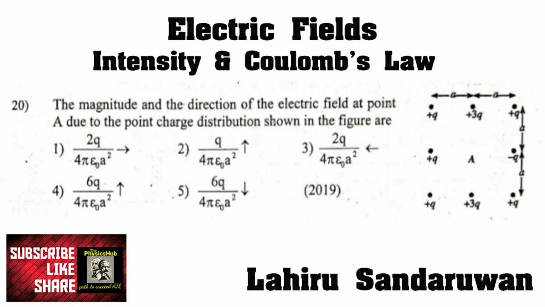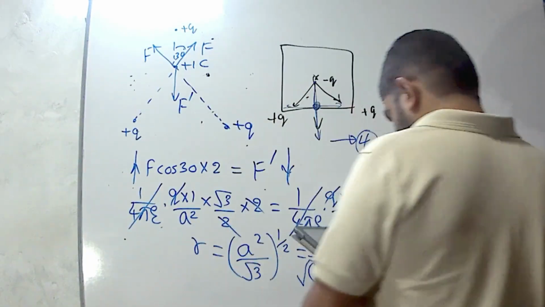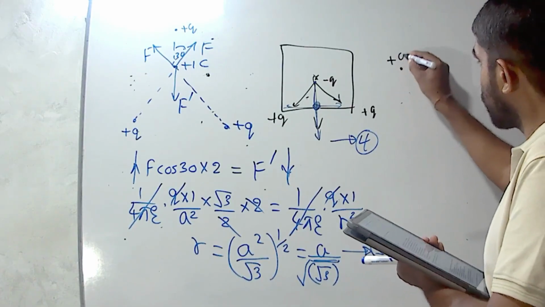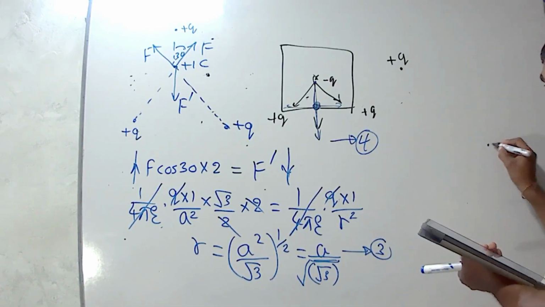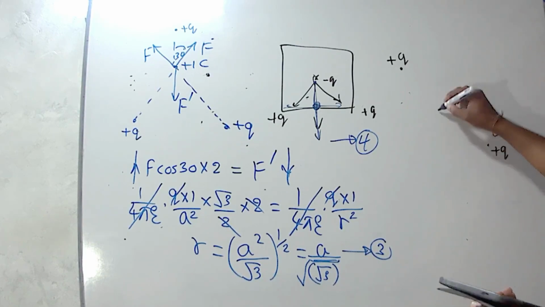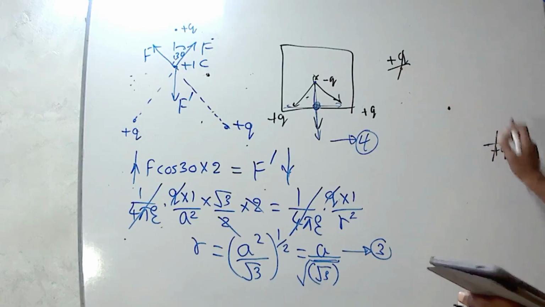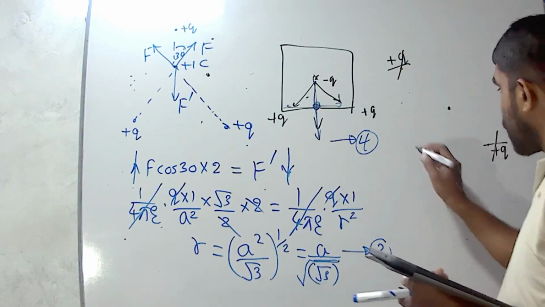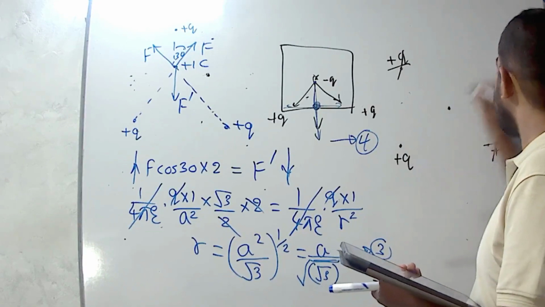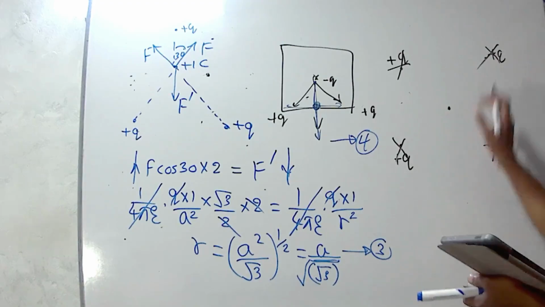The magnitude and the direction of the electric field at point A due to the point charge distribution shown in the figure. We can identify there are +1 and +1, two charges at this point. Therefore, when placing one +1 Coulomb charge at this place, the forces will be equal and opposite due to these two charges. Then we can cancel out. Same thing, plus Q, we can cancel out. There are equal and opposite forces due to these two charges.